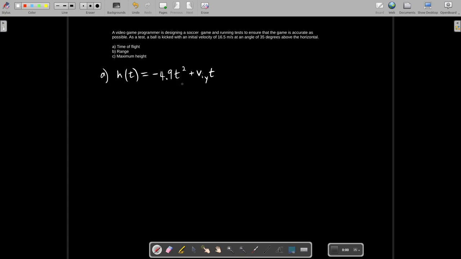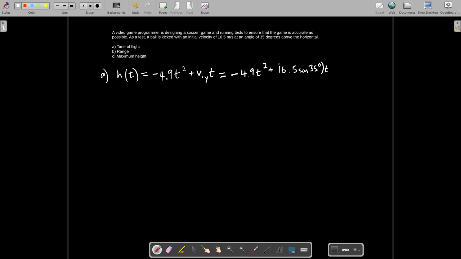All right. But anyway, if we now plug in v_iy, we will get h of t is equal to minus 4.9 t squared plus. Now, how do you find the y component? Well, y component is associated with sine. So therefore, it's going to be 16.5 sine 35 degrees t.